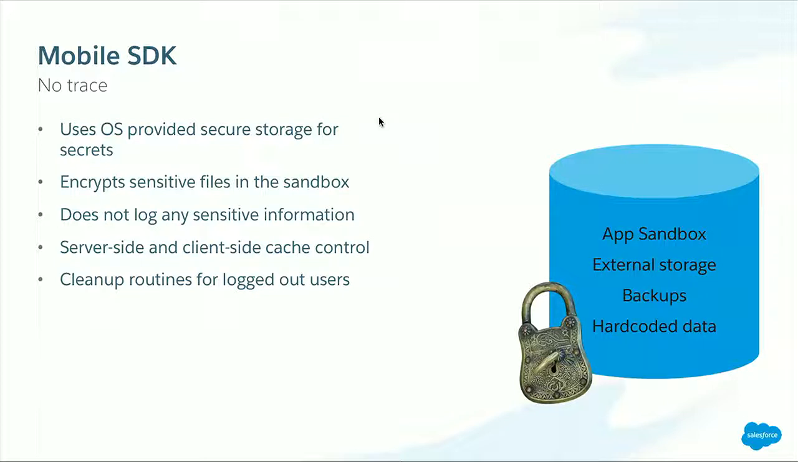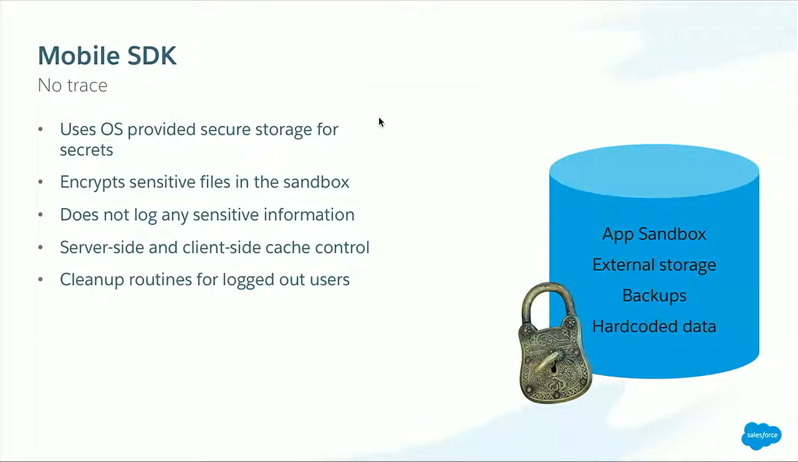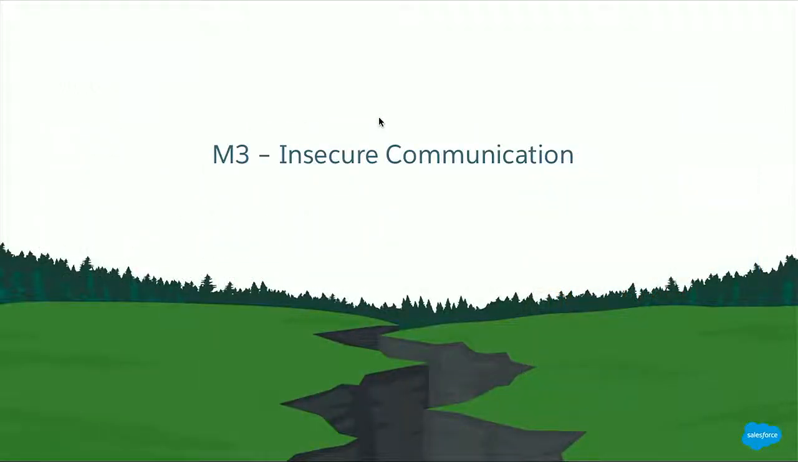So it uses OS-provided secure storage for storing secrets. We encrypt all sensitive files. That means not just the OS-provided crypto layer, but we add our own layer of security because there is a number of threats that we can prevent if we add our own layer of security. We do not log any sensitive data, we just remove it for production, server-side and client-side cache controls, and we have cleanup routines in case some temp files are left behind.